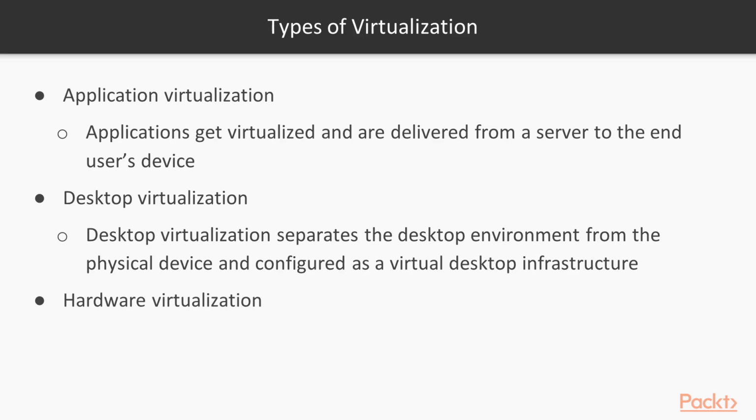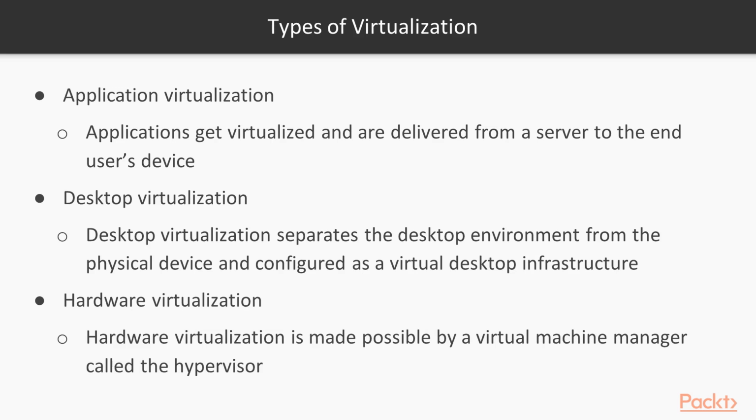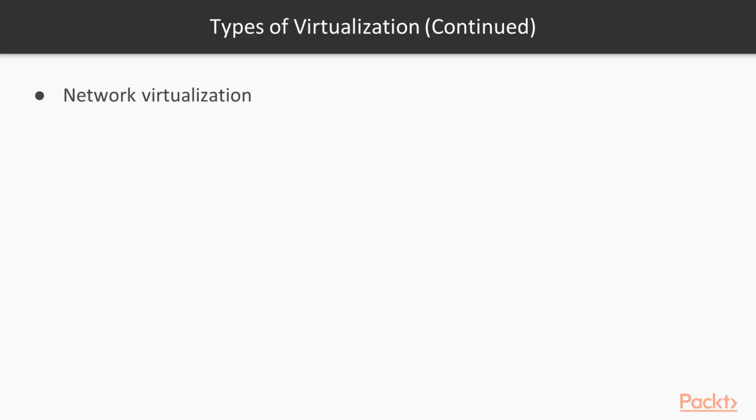Hardware virtualization is perhaps the most common type of virtualization today. Hardware virtualization is made possible by a virtual machine manager called the hypervisor, which we will discuss later in the next slides. So next is network virtualization.